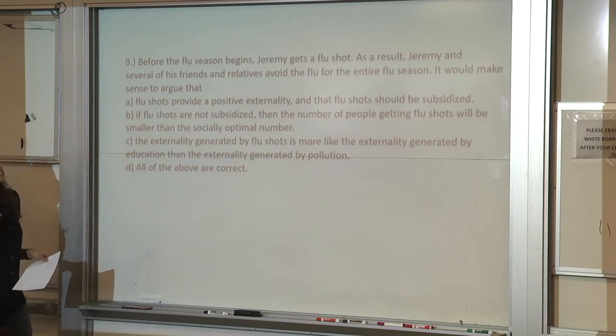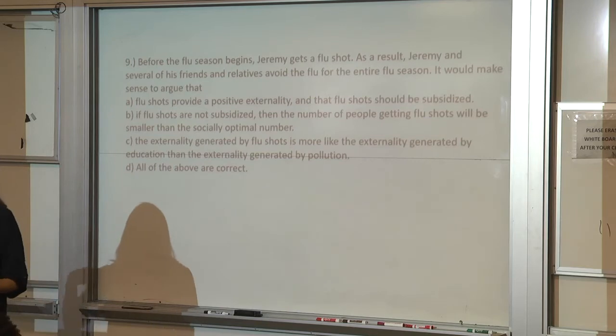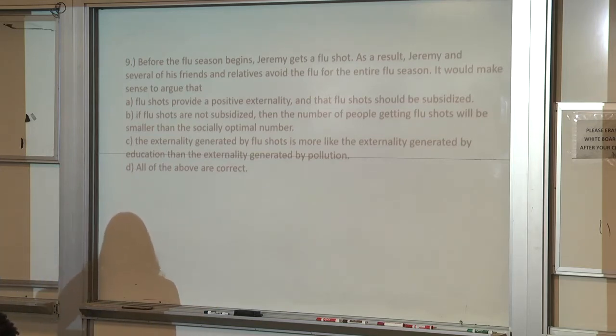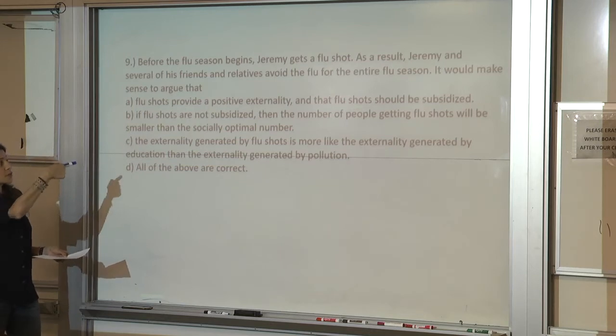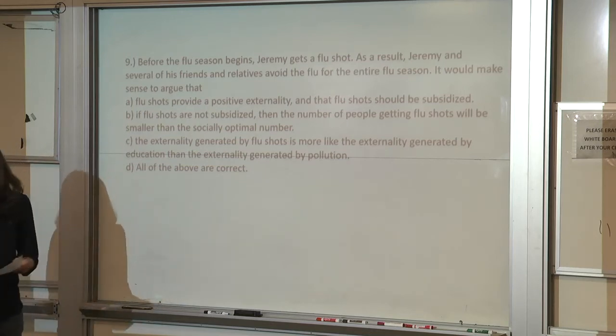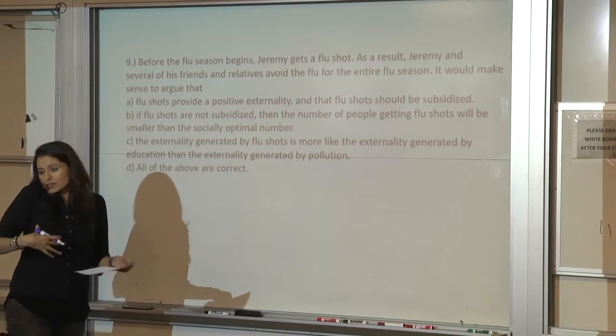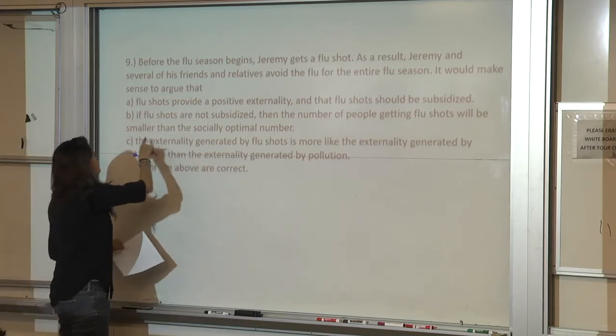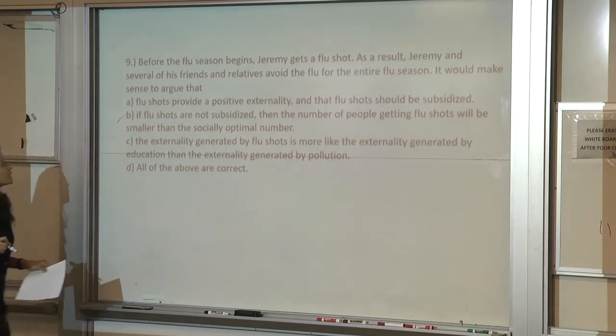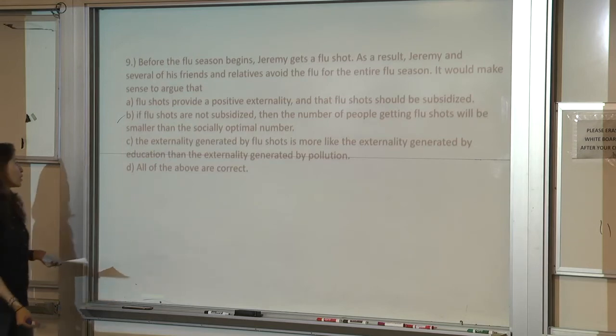B, if flu shots are not subsidized, then the number of people getting flu shots will be smaller than the socially optimal number. What happens in general with an externality is that if it is positive, and the good producing the externality is too expensive, for example, but you want the externality in society, the government subsidizes it, okay? That is usually the case with things like medicine. So here, if the flu shots are not subsidized, then the number of people that will get the flu shots is smaller than the social optimum, and that is not what we want. So this is also true. If flu shots are not subsidized, the number of people getting the flu shot will be smaller.